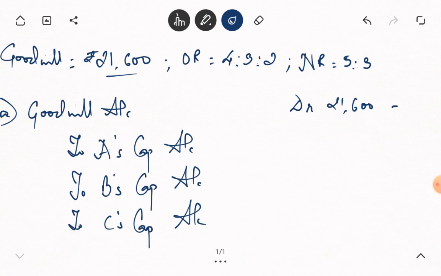So this will be in the old ratio, which is 4:3:2. So let us divide 21,600 in the ratio of 4:3:2. A should be receiving 9,600 of the goodwill. B should be receiving 7,200, and C is receiving 4,800 of the entire goodwill. So when you're writing your narration, it should be goodwill raised in the books at full value, and it should be credited to the partners in the old profit sharing ratio of 4:3:2. This is the first journal entry with regards to your first situation.